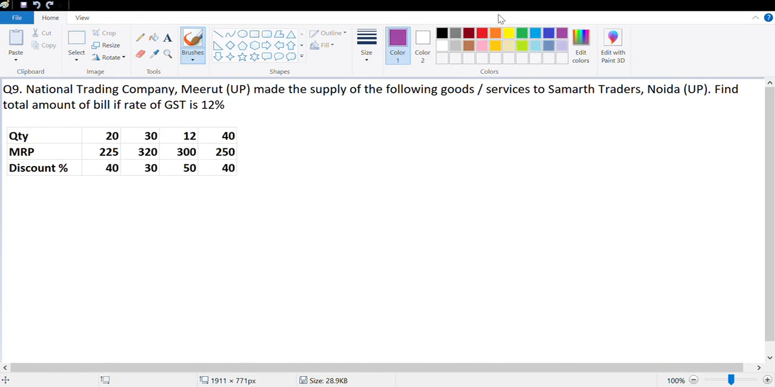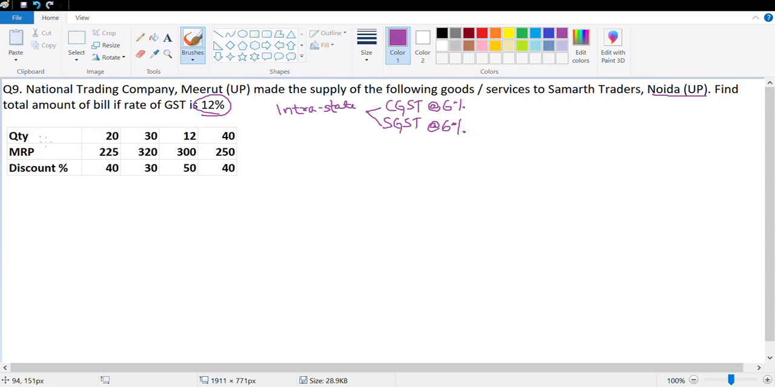Question number 9 says, National Trading Company Meerut made the supply of the following goods to Samarth Traders in UP. So what we're talking about is an intrastate supply, so we have CGST and SGST. The total GST rate is 12%, which means CGST at the rate of 6% and SGST at the rate of 6%. So let's look at the question.